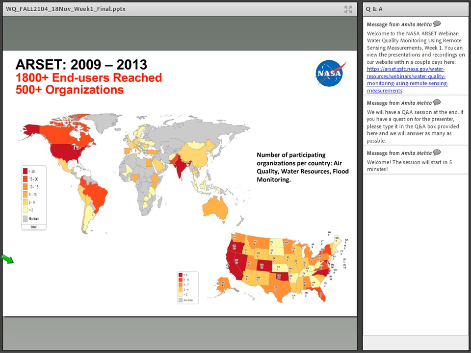So this map gives an overview of the countries that ARSET has reached through webinars as well as hands-on trainings, and these are the states covered in the US, and one can see how many organizations are covered in each area. So almost everywhere in the US we have given trainings, and in several countries around the world we have reached. More than 1,800 end users have been reached during the 2009 to 2013 time period.